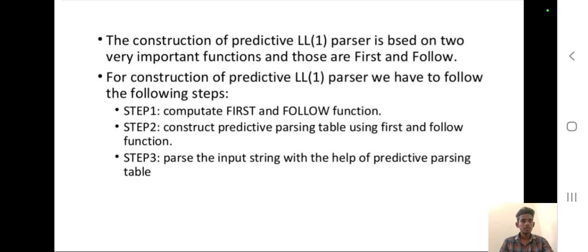The construction of a predictive LL1 parser is based on two very important functions, and those are first and follow. For construction of a predictive LL1 parser, we have to follow these steps. Step 1, compute first and follow functions. Step 2, construct the predictive parsing table using first and follow functions. Step 3, parse the input string with the help of the predictive parsing table.